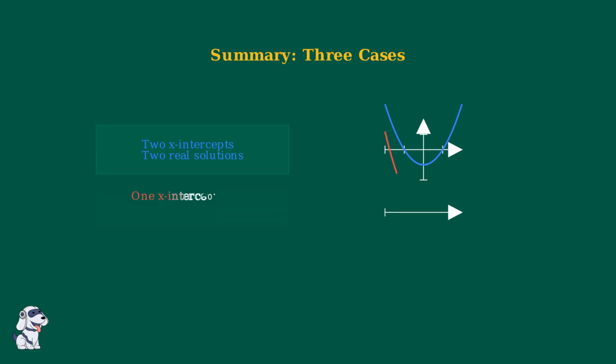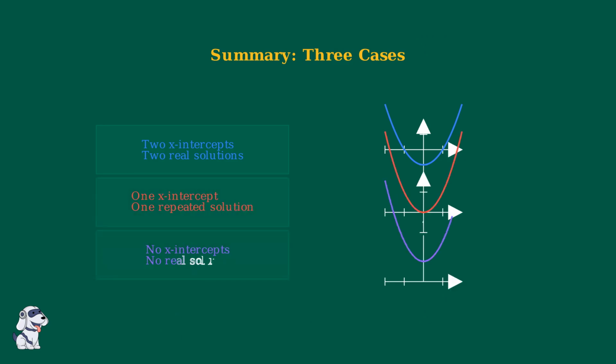The graphical method reveals 3 possible cases for quadratic equations. A parabola can cross the x-axis at 2 points, giving 2 real solutions, touch at 1 point, giving 1 repeated solution, or never touch the x-axis, giving no real solutions. The graphical method provides visual insight into quadratic equations and helps us understand why some equations have 2 solutions, 1 solution, or no real solutions. This method is particularly useful when combined with graphing technology.